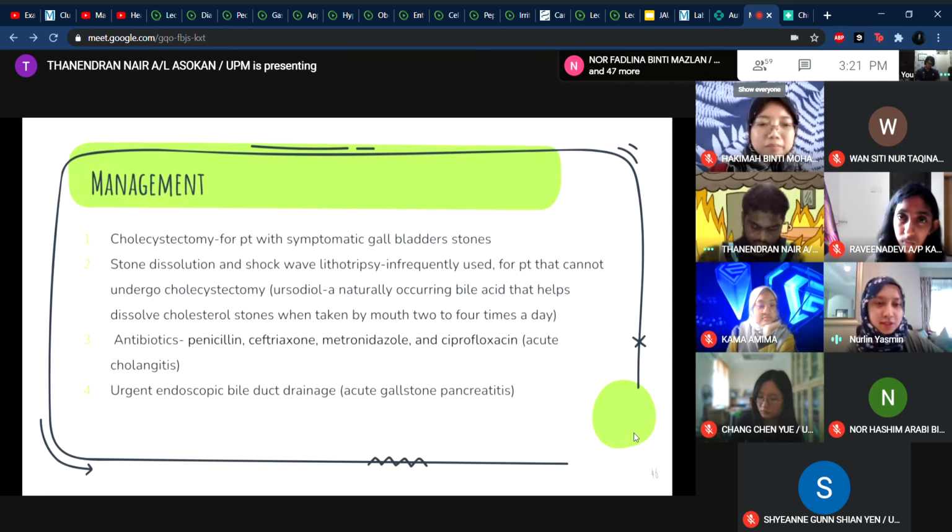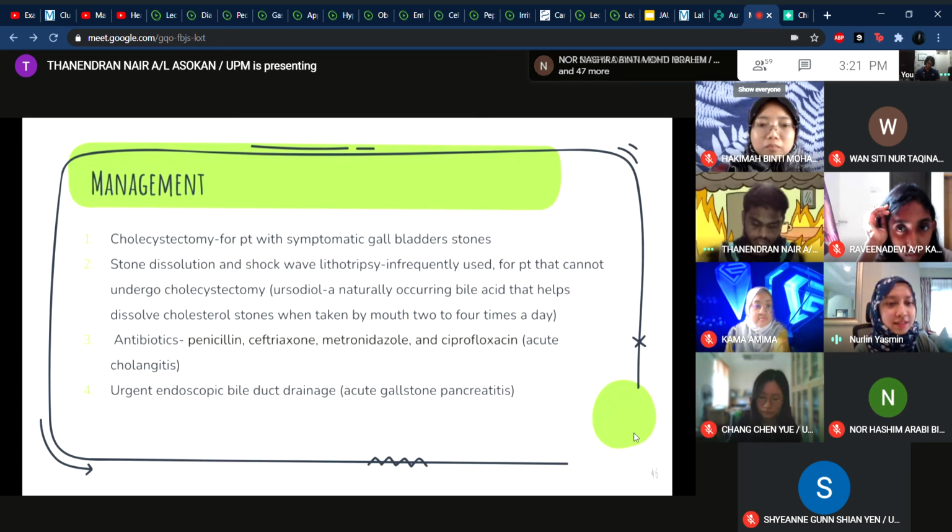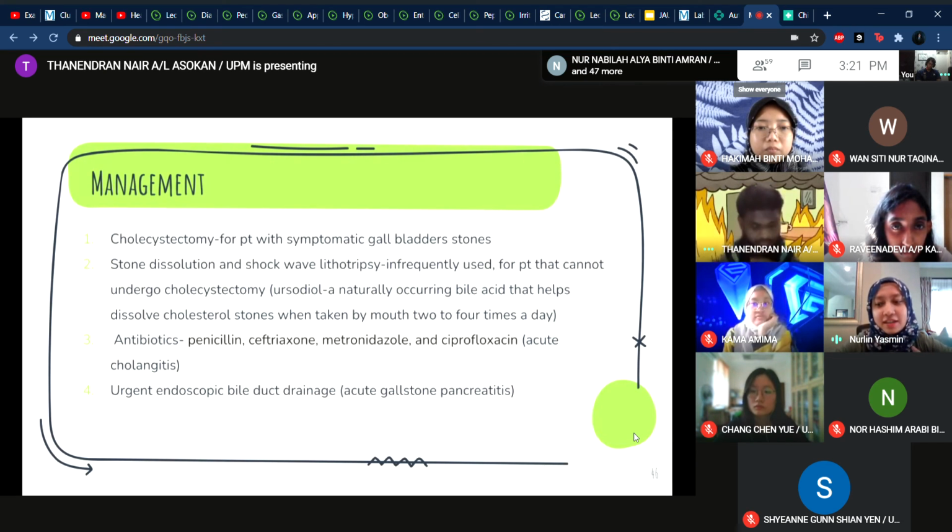So moving on to the management of post-hepatic jaundice. Usually if the patient has gallstones, we can do a cholecystectomy, which is removal of the gallbladder. We usually do this when the patient is symptomatic, because we usually detect patients with gallstones as an incidental finding through ultrasound. And when we remove the gallbladder, the bile will flow directly from the liver to the intestine.